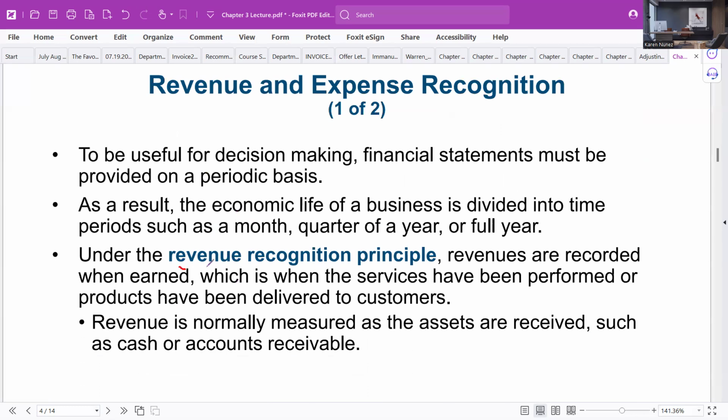So we are applying the revenue recognition principle, recording those revenues when we've earned them. When we've done whatever it is that we were supposed to do, when we've performed the service or provided the products, then we've got to recognize that revenue. That's the revenue recognition principle.